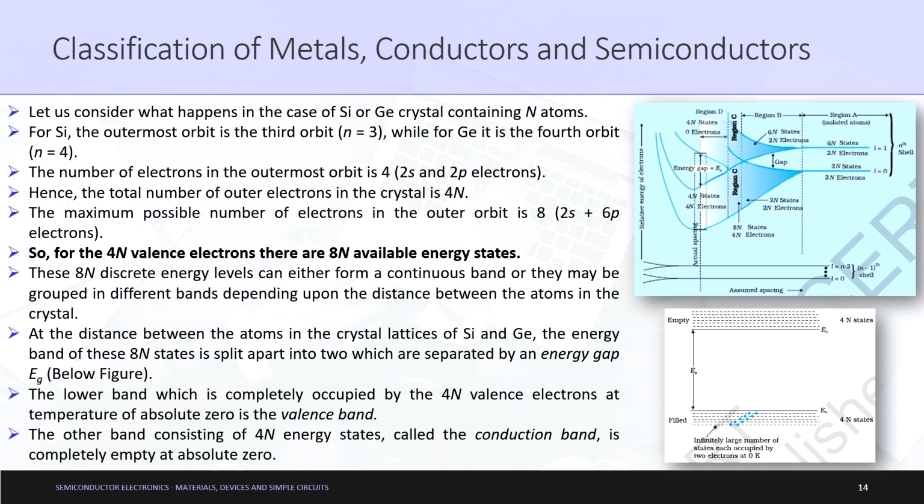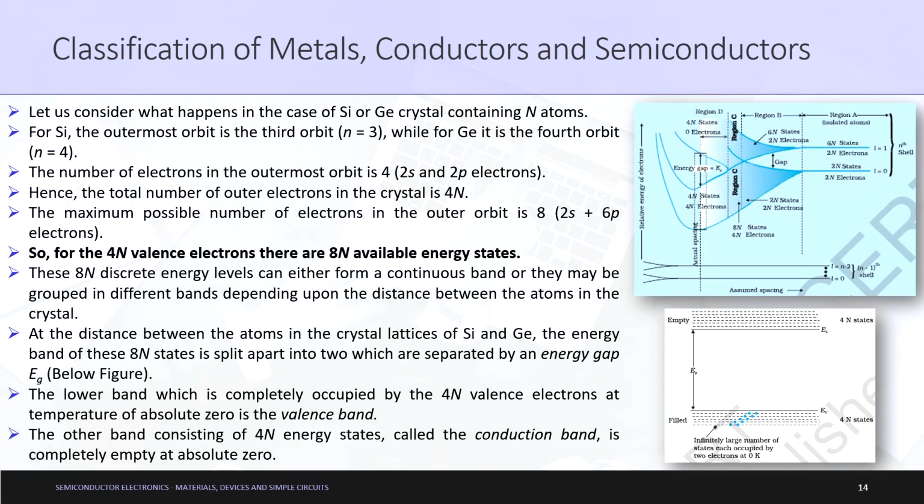So, let us consider what happens in the case of silicon or germanium crystals containing n atoms. Let us say there are n atoms of silicon, or let us say n atoms of germanium. For silicon the outermost orbit is the third orbit, n is equal to 3, while for germanium it is the fourth orbit, n is equal to 4. Quite evident, it may be known to you from chemistry classes also. You can even see in the periodic table that silicon has an outermost orbit of 3 and germanium has an outermost orbit of 4.